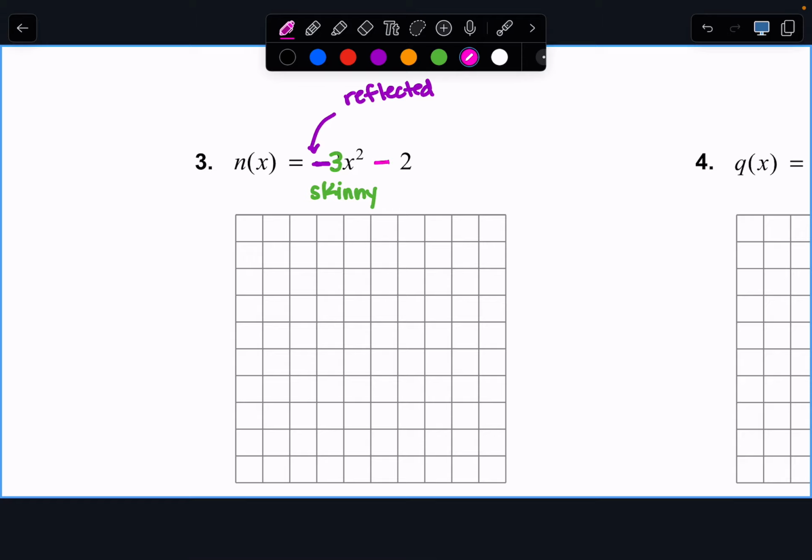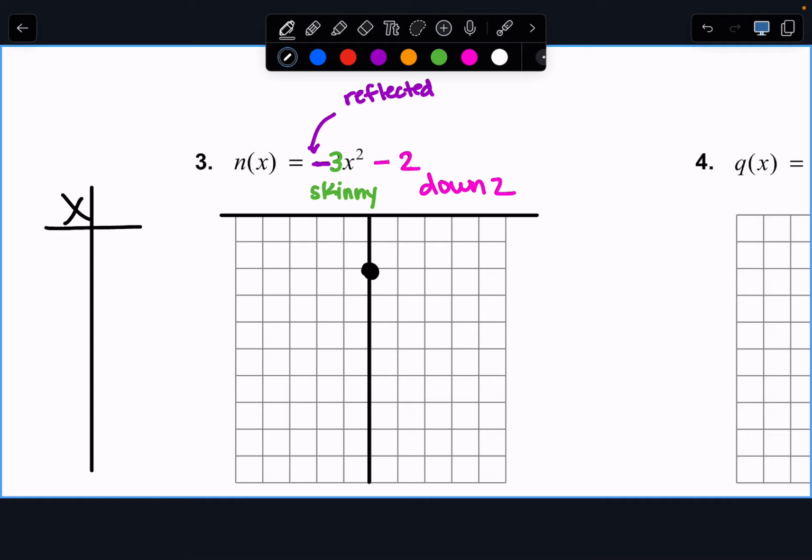What does the -2 do? That moves it down 2. So we know that our vertex is down 2. Our vertex is at 0, -2. We know that.